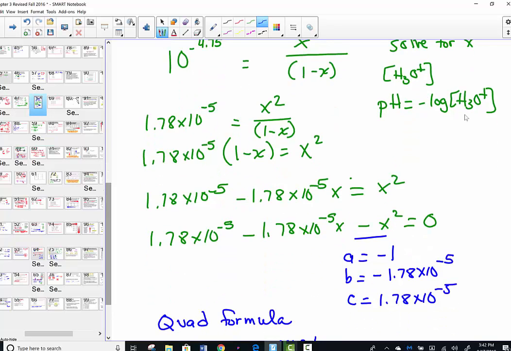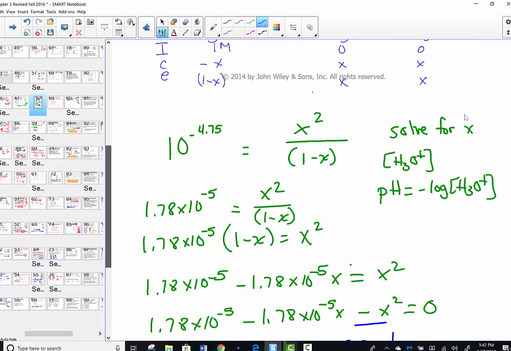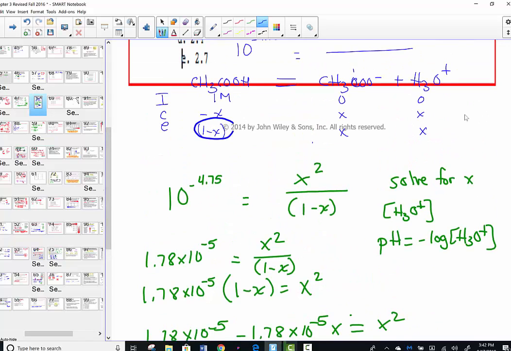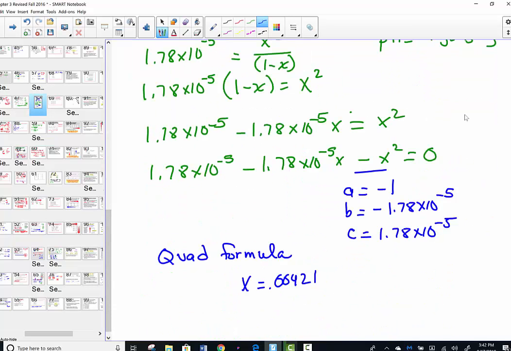So back to the initial ICE chart, we've decided it really was okay to toss out this X and just simply call it 1, and it would definitely simplify the math for you. So if you're not familiar with the quadratic formula, let the math become simplistic, where you would have just said 1.78 times 10 to the -5th is set equal to X squared over 1. That will toss out the -X because the insignificant number 0.00421 does not efficiently change the value of 1. It's called the 5% rule.